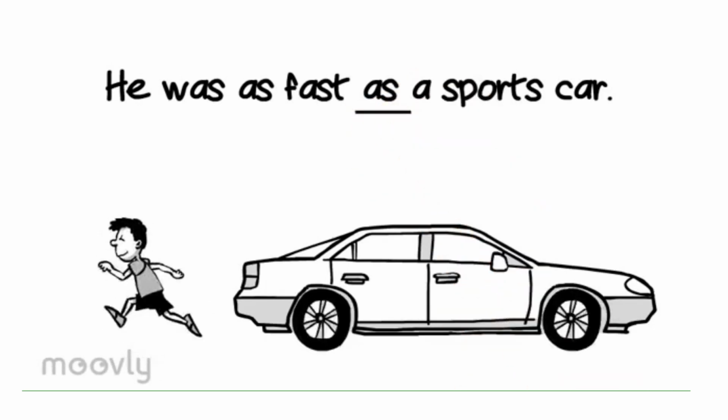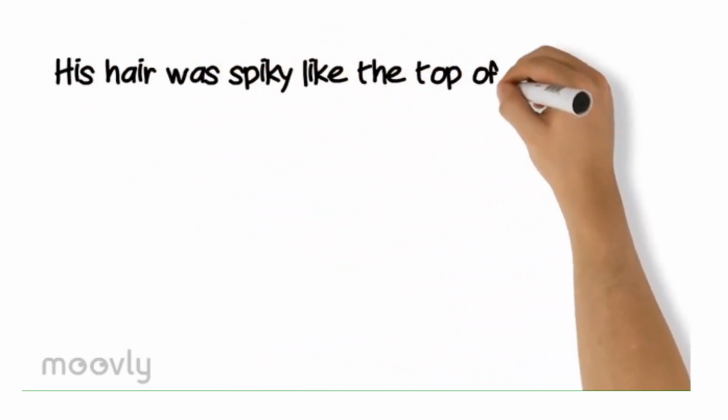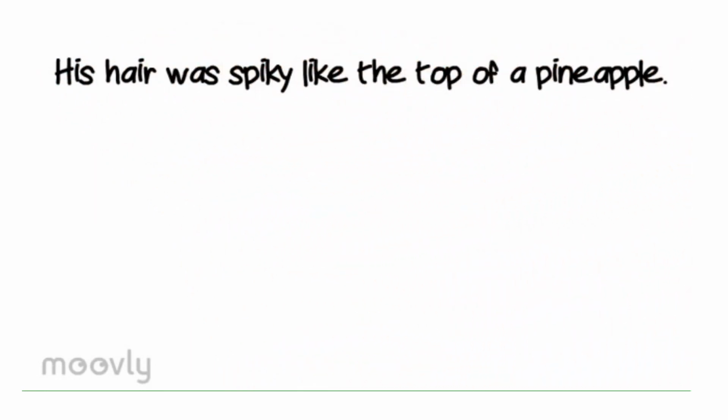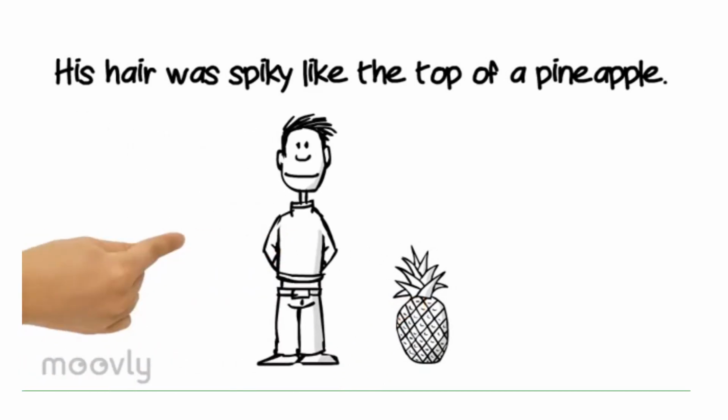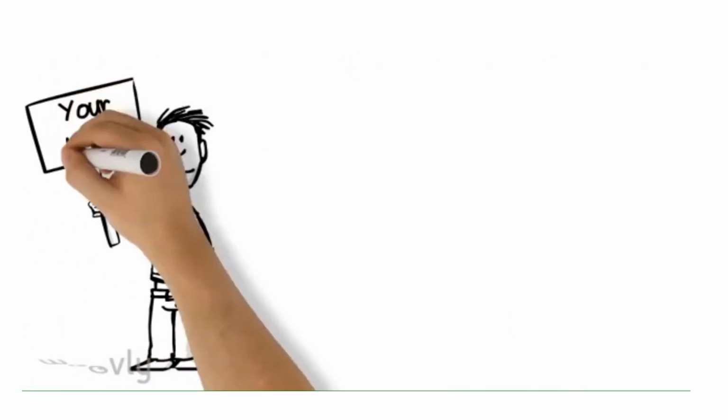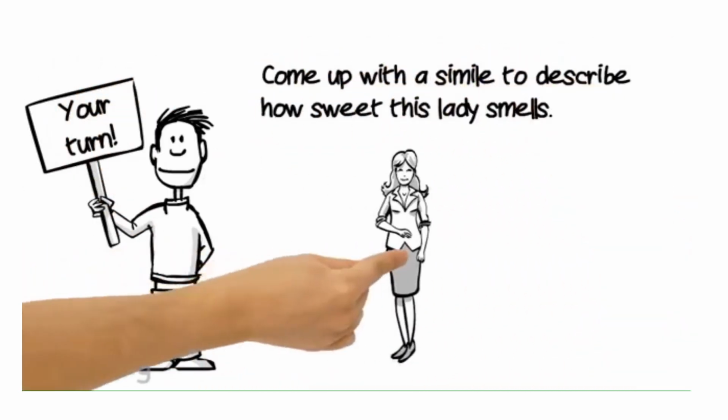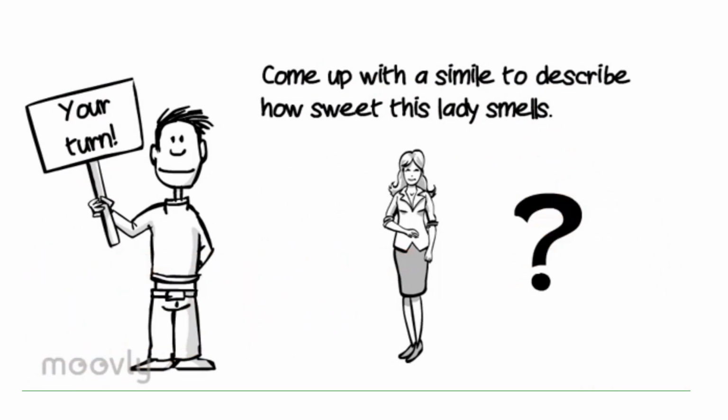Another example of a simile is his hair was spiky like the top of a pineapple. We automatically picture the top of a pineapple here and apply that to what his hair must look like. Note the use of the word like in this simile. What simile can you think of to describe how sweet this lady smells?